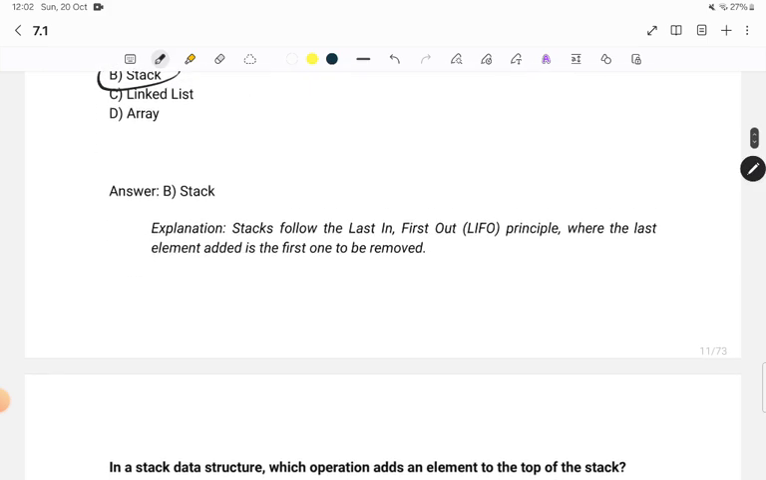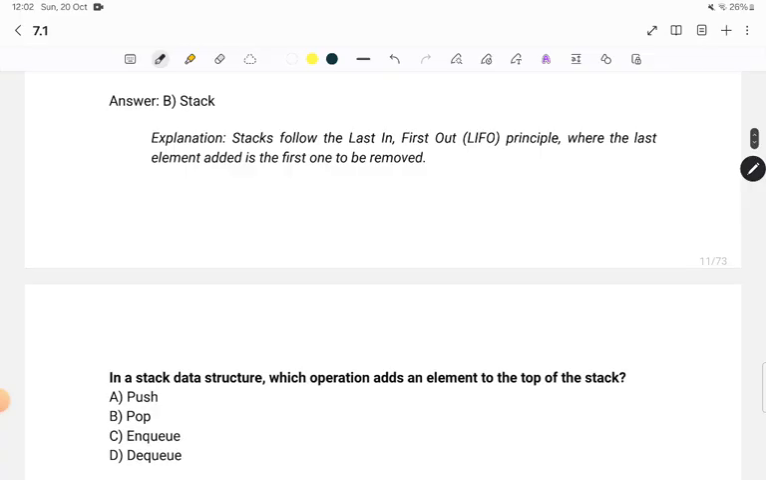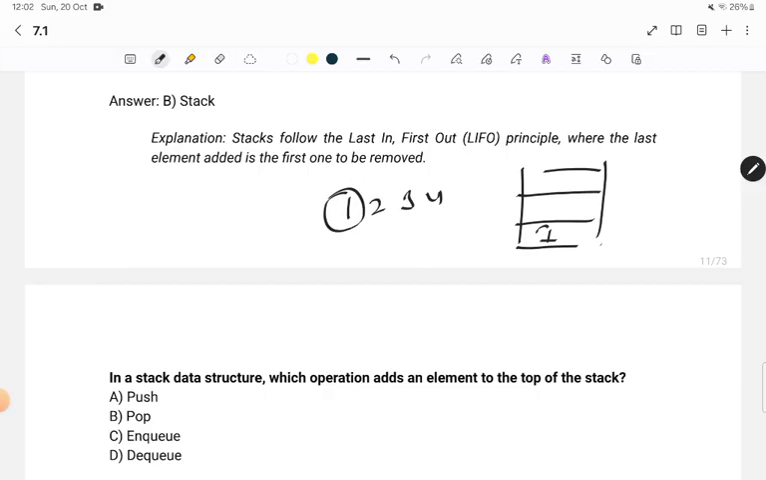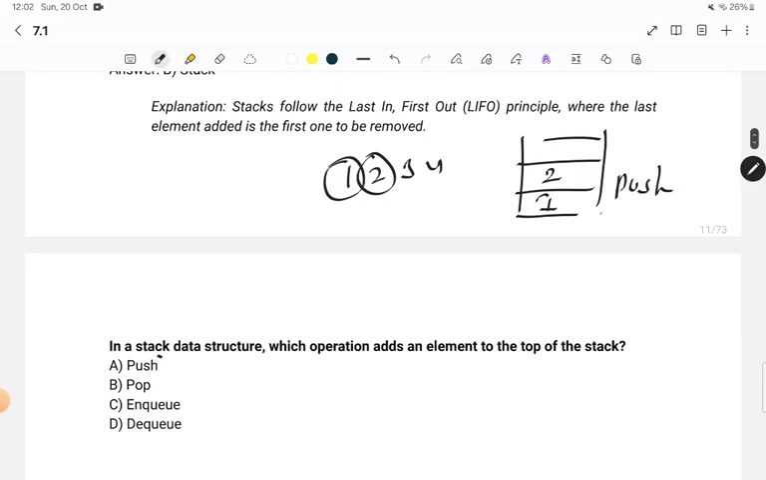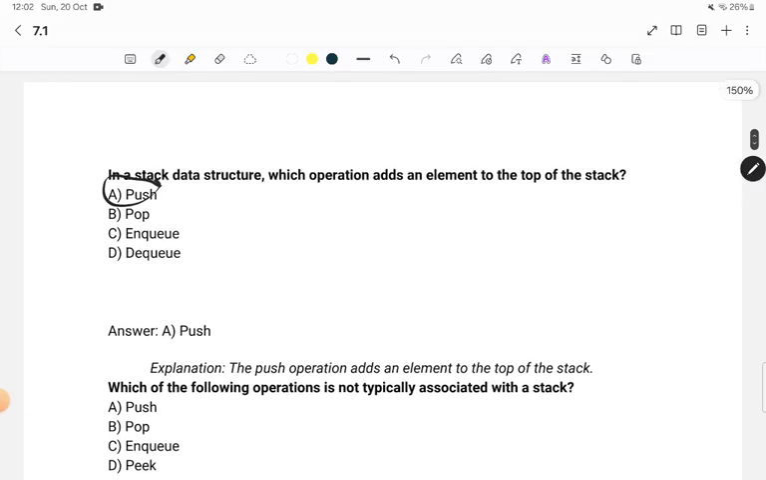Okay, next question. In a stack data structure, which operation adds an element to the top of the stack? So if this is a stack, if you have to store 1, 2, 3, 4. So 1, if you insert, it goes here. 2, if you store, it goes there. And this is performed by which operation? It is performed by the operation which is called push operation. So this is the correct answer.